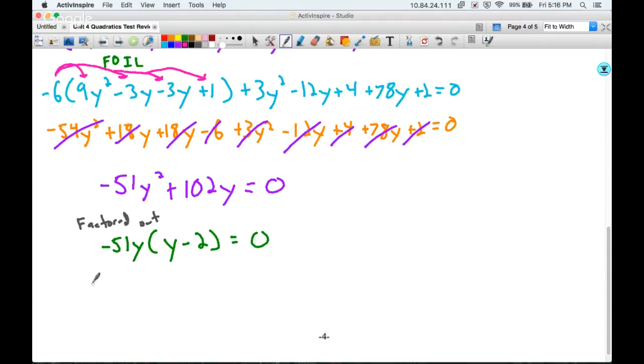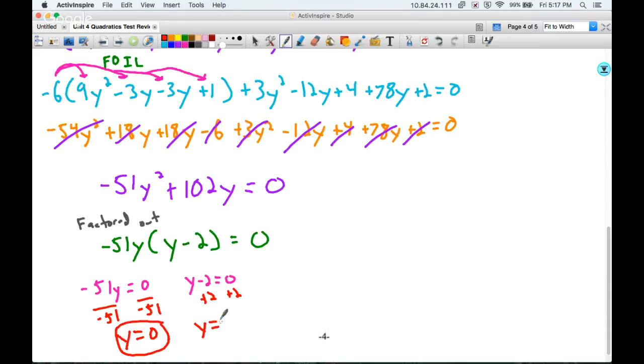Now I can use the zero product property to set each of these equal to 0. So negative 51y equals 0, and y minus 2 equals 0. In this one, I'll divide both sides by negative 51. I think you can see what it equals. The only number times 51 that equals 0 is 0. But for posterity's sake, we'll write it out. Y equals 0. And add 2, y equals 2.